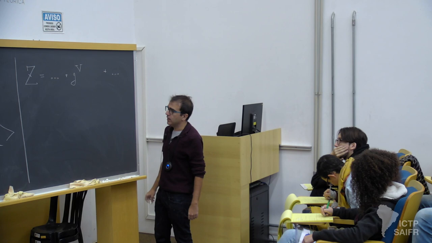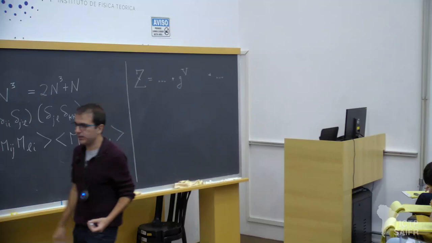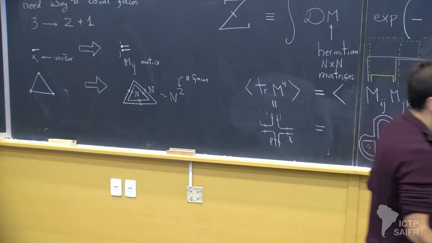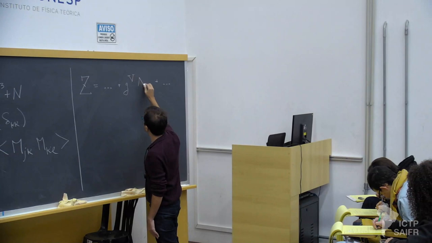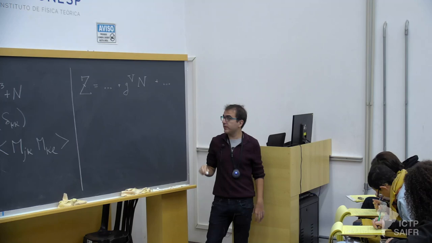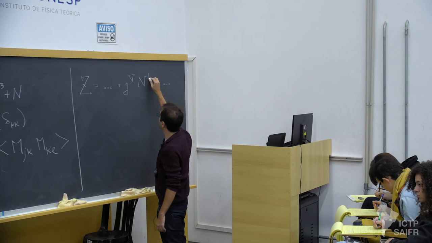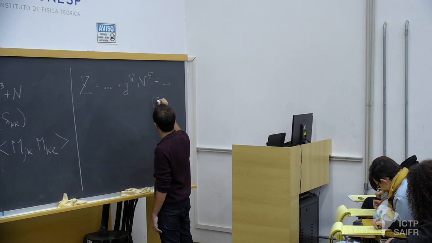Yeah. Okay. But not completely. I think I want to write the following. Okay, I'll explain. And then there is N to what power? For a given graph, the power of n measures what? Faces. N to the number of faces. Right? And I remind you that edges are not fixed. They are twice the number of vertices. Right?